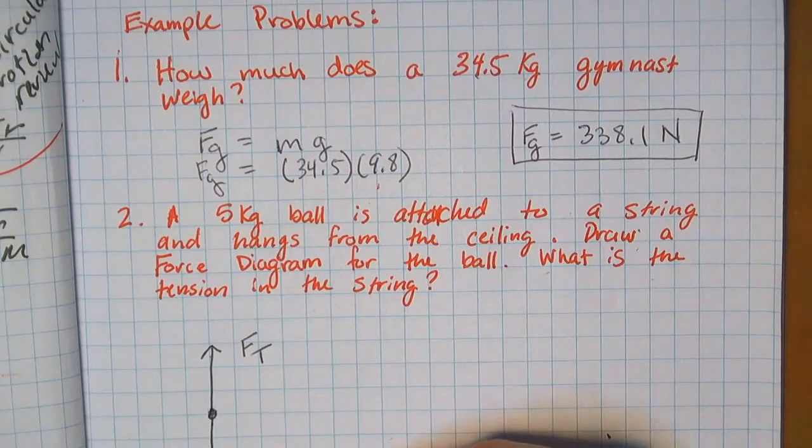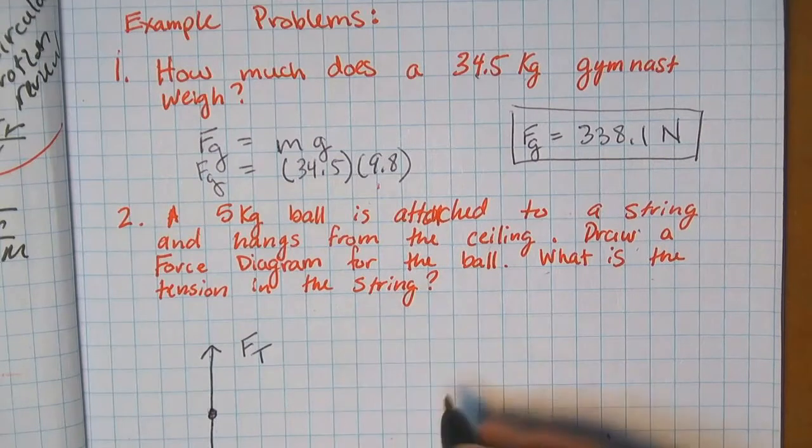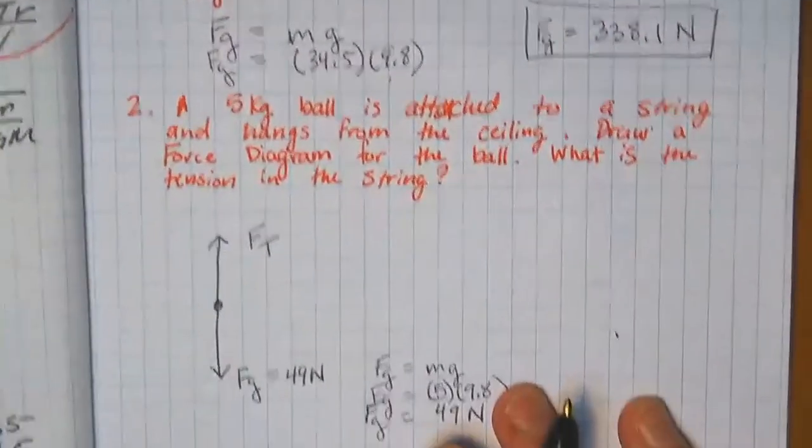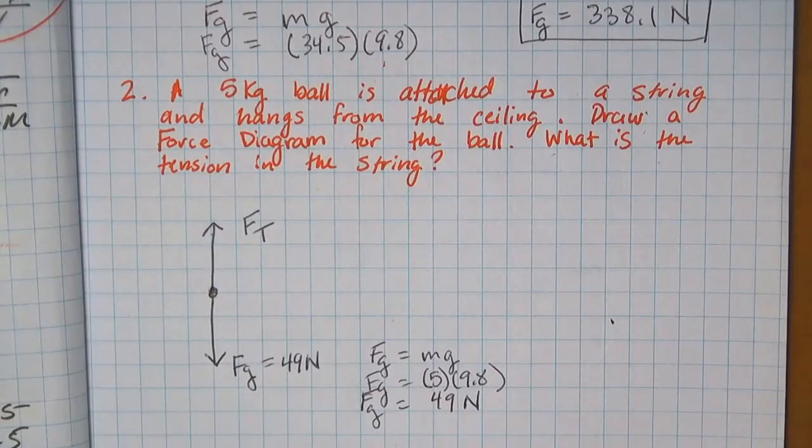I can calculate the force of gravity. It's m times g. So that is just going to be 5 times 9.8. It's 49. In case you can't see it, there you go.